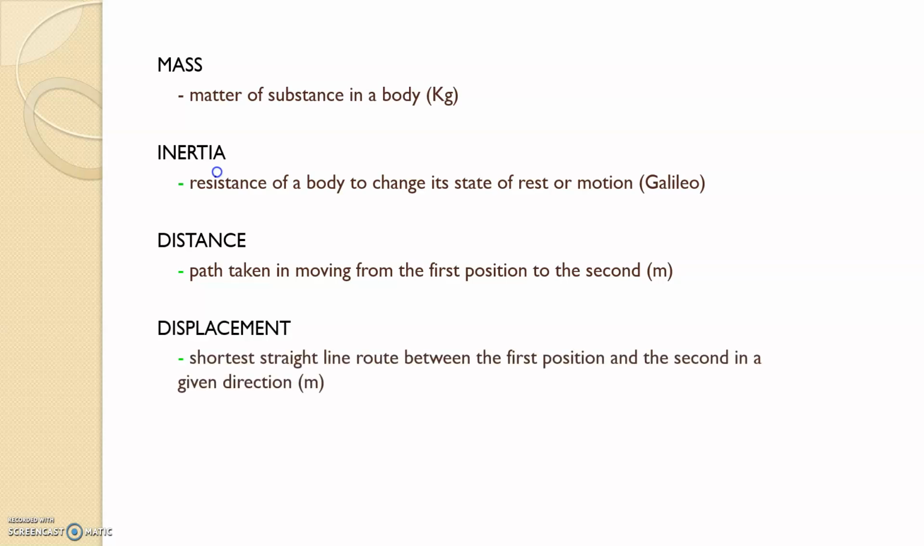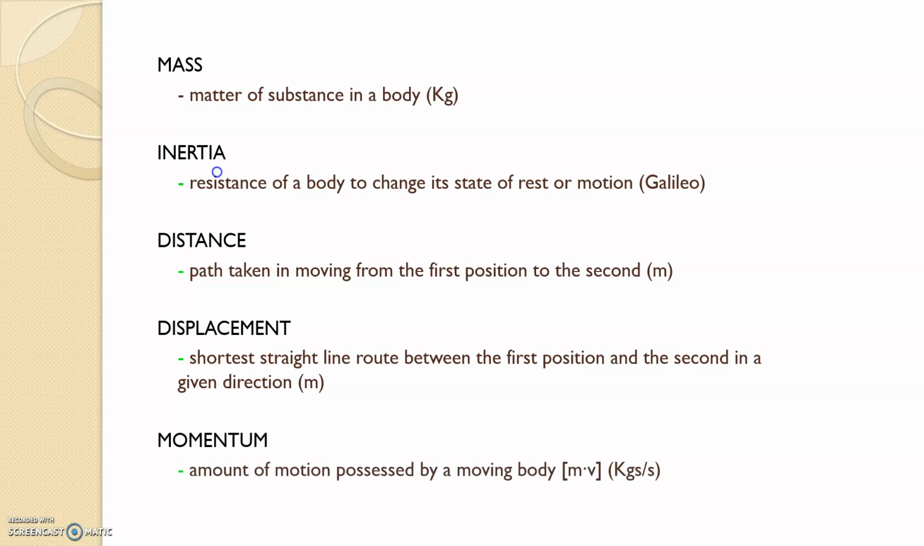This is usually measured in meters. Likewise, displacement measured in meters. This is the shortest and straightest route between the first position and the second. Okay, I tend to think of this as the crow flies. Momentum, this is the amount of motion possessed by a moving body. This is given by mass times velocity, hence why we have kilograms per second.